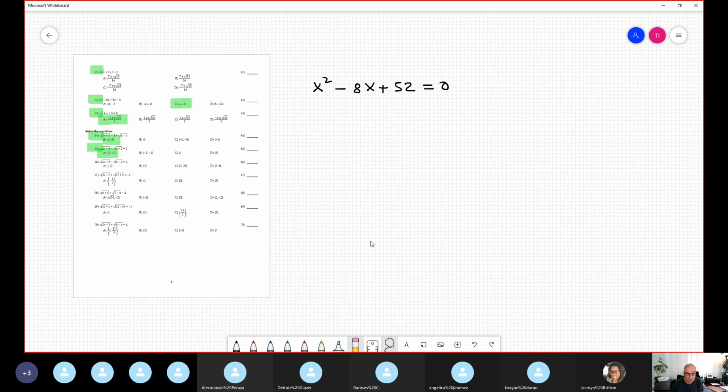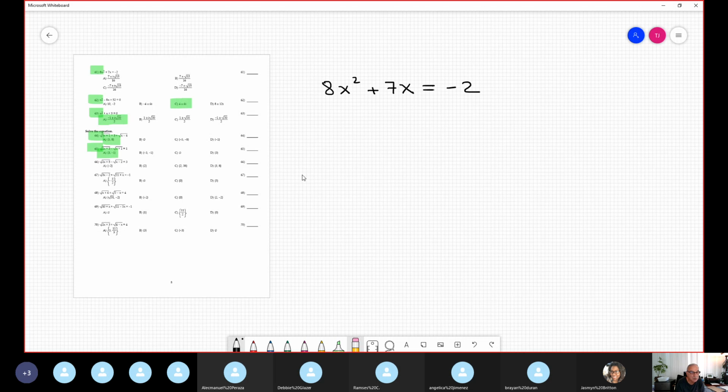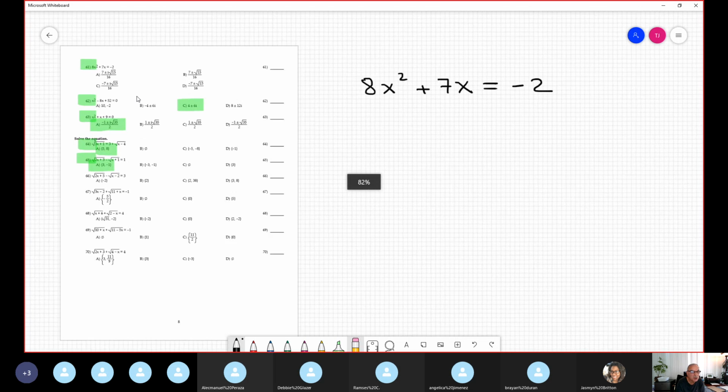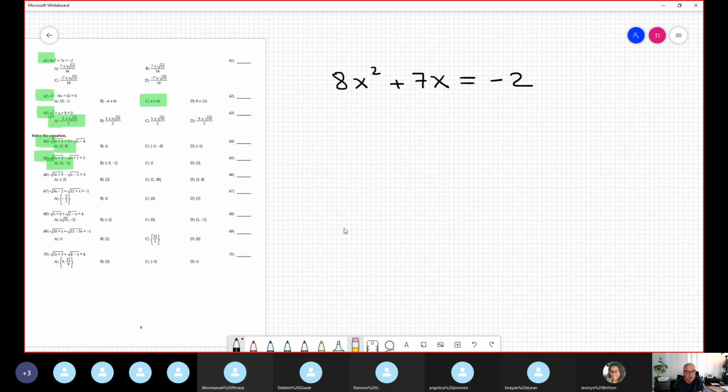Number 61: 8x squared plus 7x equals minus 2. This is a quadratic equation, but it is not expressed in standard form, because standard means the right-hand side is 0.